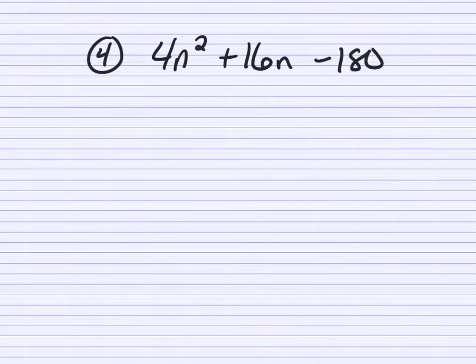All right, again, this 4 right here is what makes this problem more difficult. If that was a 1, it would be like question number 1. So we're going to look and try to factor out a number 4. So I'm going to go ahead and set it up. And then 4 times n squared gives me the 4n squared right above it. 4 times 4n gives me the 16n right above it. And 4 times negative 45 gives me the negative 180 right above it.